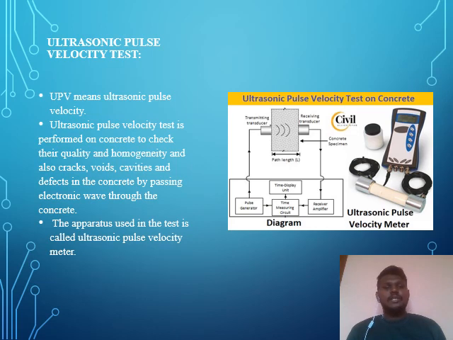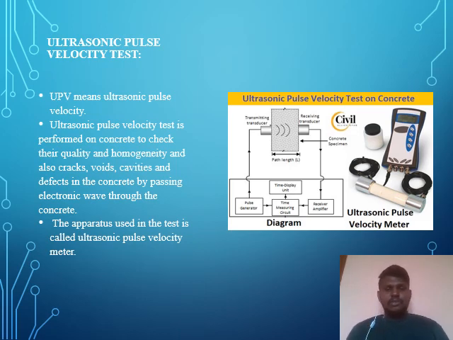Ultrasonic pulse velocity test. This is also known as UPV. UPV means ultrasonic pulse velocity test. The ultrasonic pulse velocity test is performed on concrete to check its quality and homogeneity, and also cracks, voids, cavities, and defects in the concrete by passing an electronic wave through the concrete.